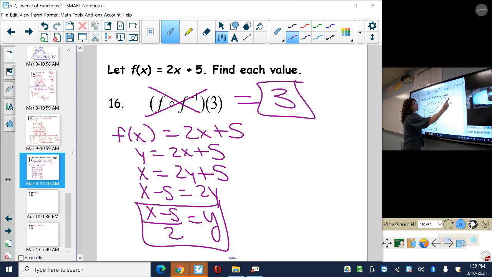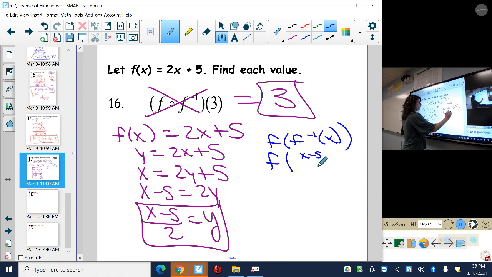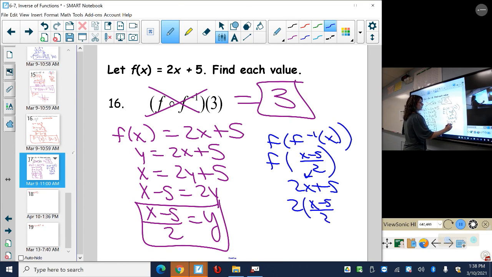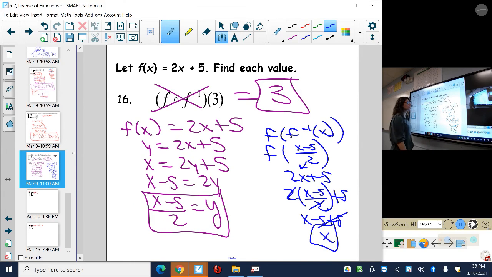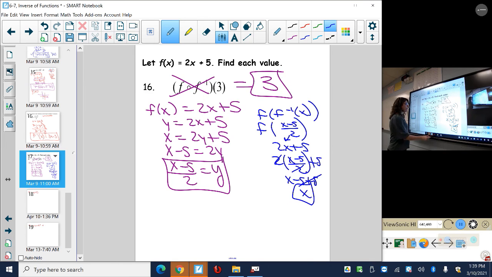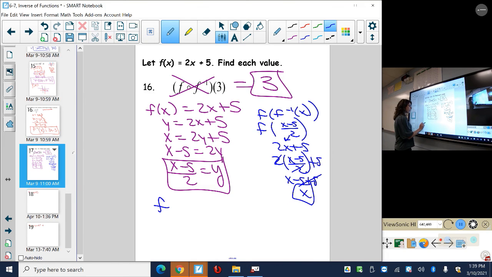That's the inverse. Now, if I wanted to show you the composition, then I would do f of f inverse of x. So f inverse is going to be x minus 5 over 2. So I'm going to take 2x plus 5, and I'm going to plug that in. The 2's cancel out. The 5's cancel out, so you're just going to get x. Okay? Now, we already knew that, but what it asked for was f of f inverse of 3.